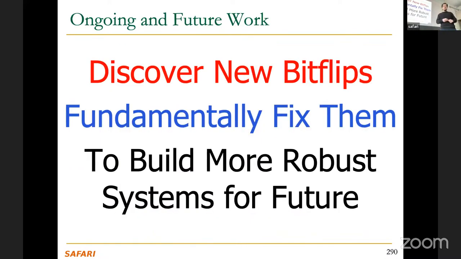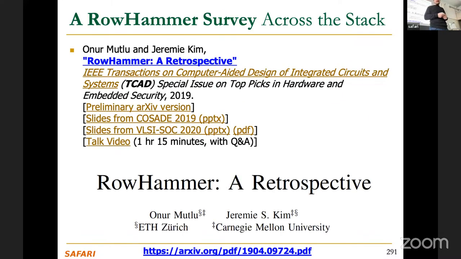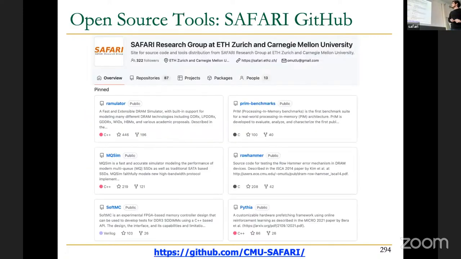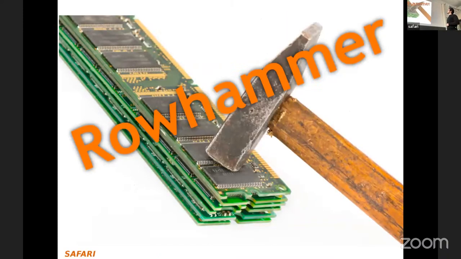Yeah, and for ongoing and future work, I think it's important to discover new bit flips and fundamentally fix them, and this will enable us to build more robust systems for the future. You can read these papers to learn more about RowHammer, and all of the reference papers, talks, artifacts, and code you can find in these links. And this is a picture of our GitHub page that has all the artifacts of our work. I guess this is the final picture of RowHammer.